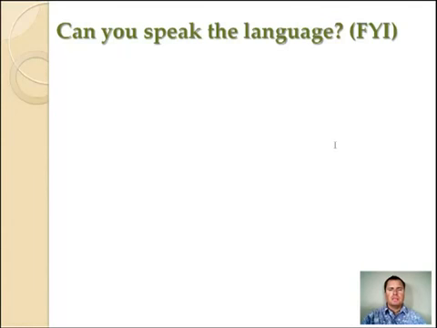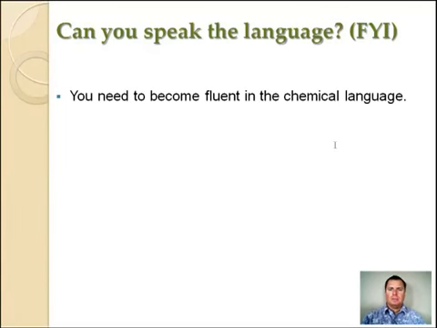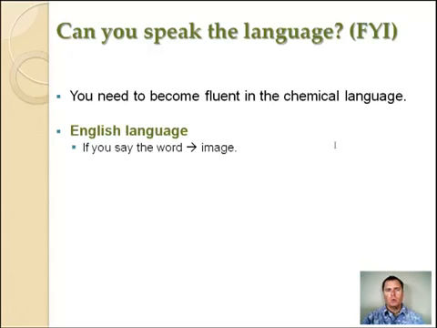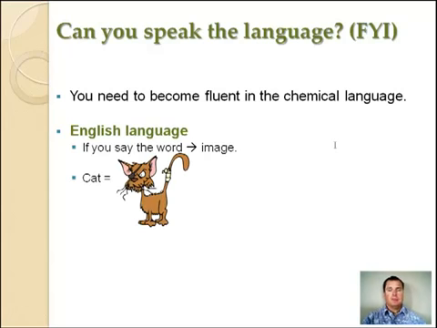Okay, so can you speak the language of chemistry? What you need to be able to do is become fluent in this language. Okay, you're already fluent in English. For example, in English, when we say a word, we get an image. So if I say the word cat, I'm going to get an image of a cat. Hopefully your cat looks a little better than this.